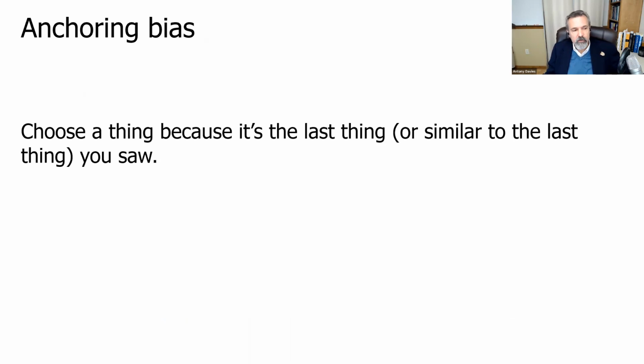An anchoring bias is one. With an anchoring bias, you choose a thing because it's the last thing you saw. Again, the candidate handing you the hat with his name on it, right? That's the last thing you saw, so that's the thing you buy. Or you saw the ad for this particular brand of beer and you go to the store and you pick it up because that's the last thing that you remembered. This is anchoring bias.